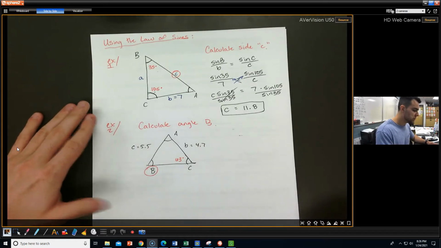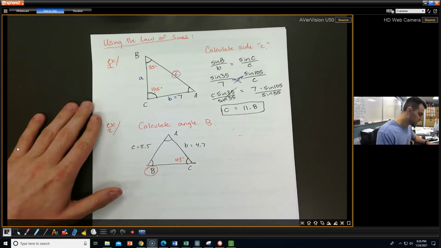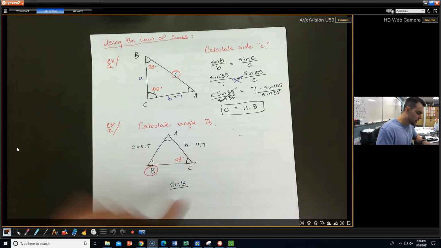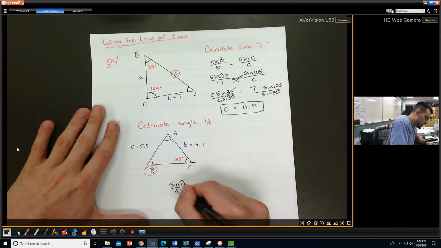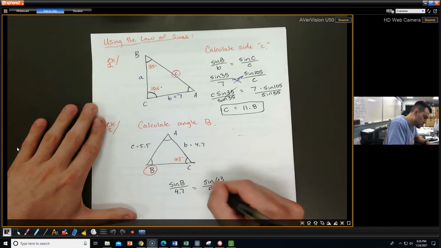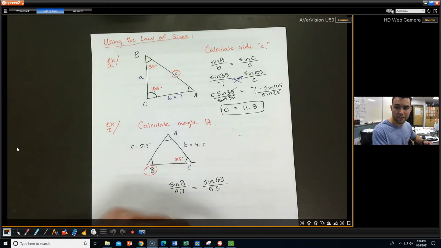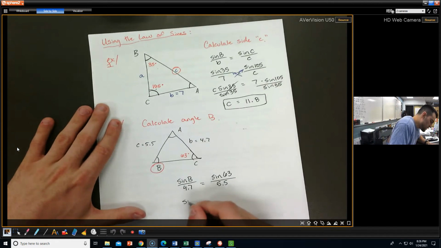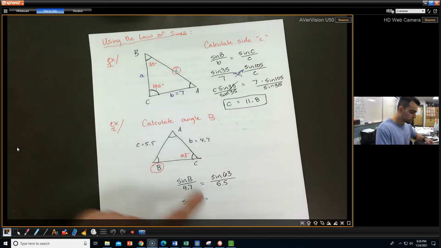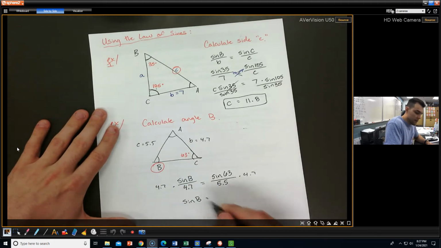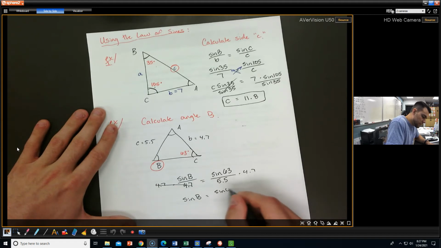Again, same business. We're going to be using that same exact equation, same exact ratios. For this, I want to find sine B. Well, sine B divided by side length B is going to be equal to sine of C divided by side length C. So sine of 63 divided by 5.5. I look at my given information, and that's how I know if it's sine C, sine A, whichever one I'm using. Let's rearrange this. If I multiply both sides by 4.7, I get sine B is equal to sine of 63 times 4.7 divided by 5.5.